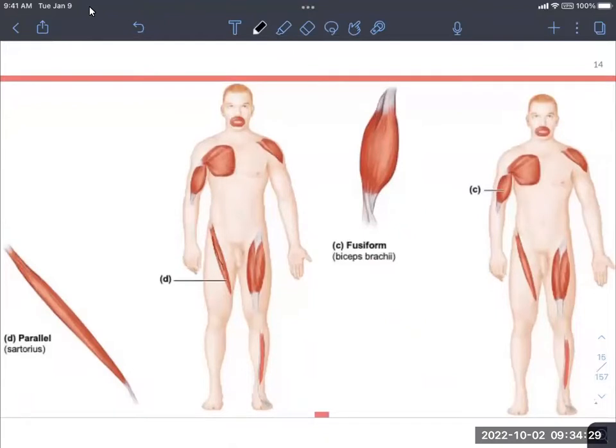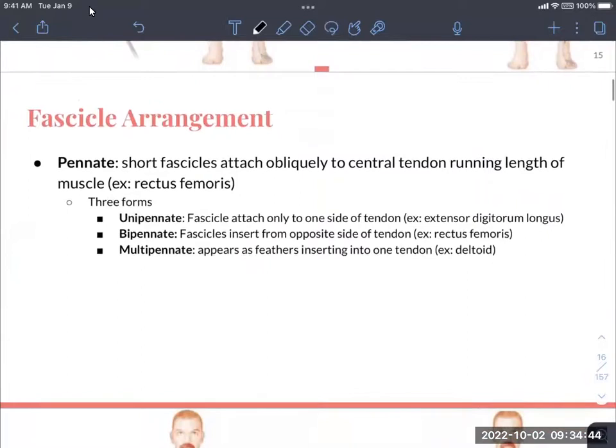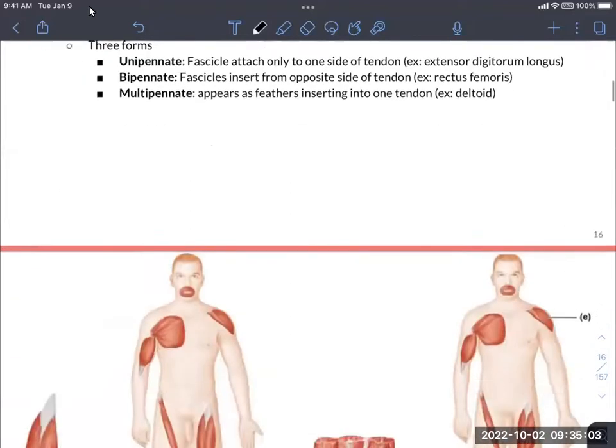Parallel like the sartorius here, or that fusiform is what kind of comes out and then it comes back down. Pennate, a unipennate, that fascicle attach only to one side of the tendon. Bipennate, fascicles insert on the opposite sides of each tendon, or a multipennate appears as feathers inserting into one tendon.